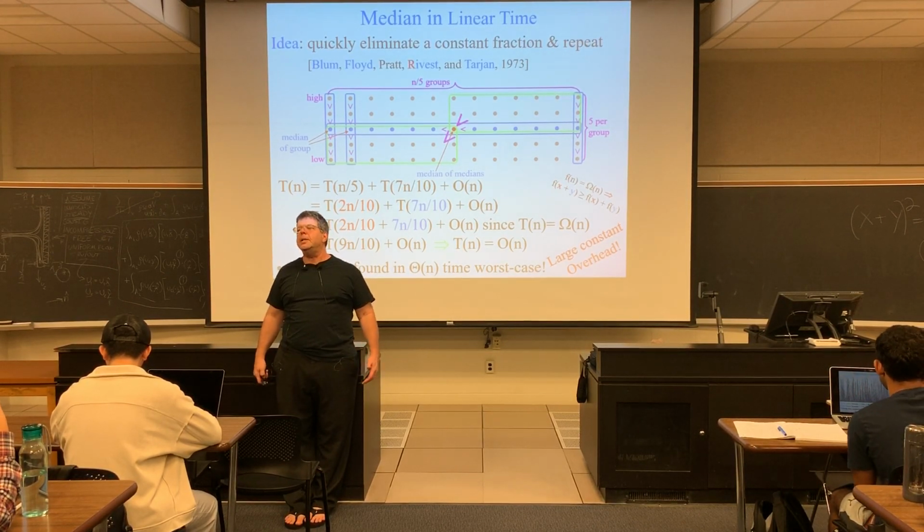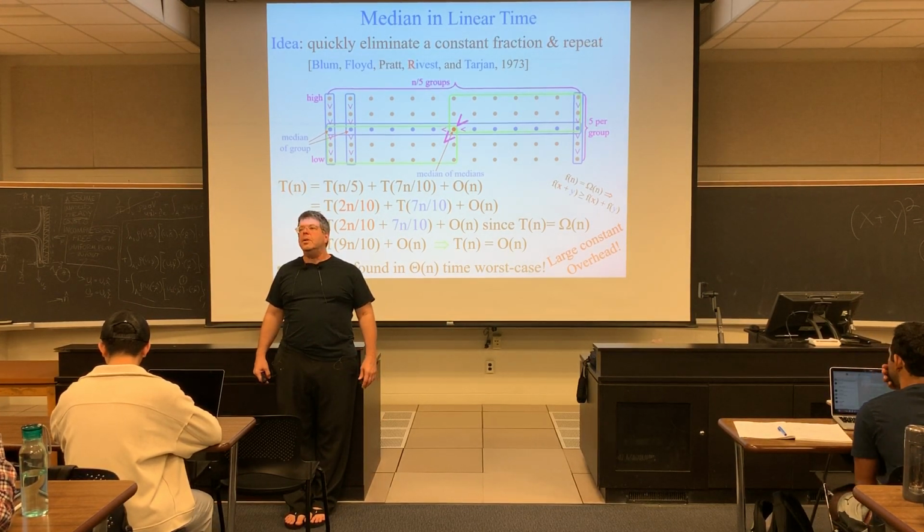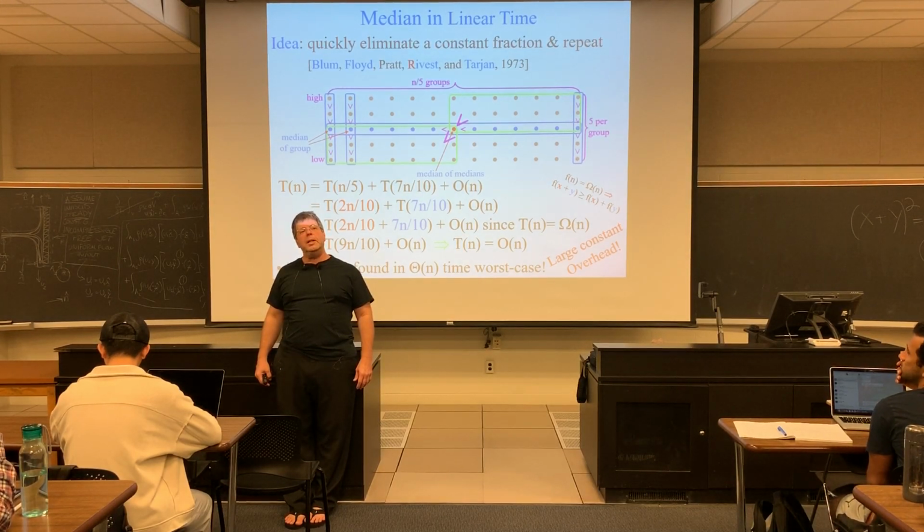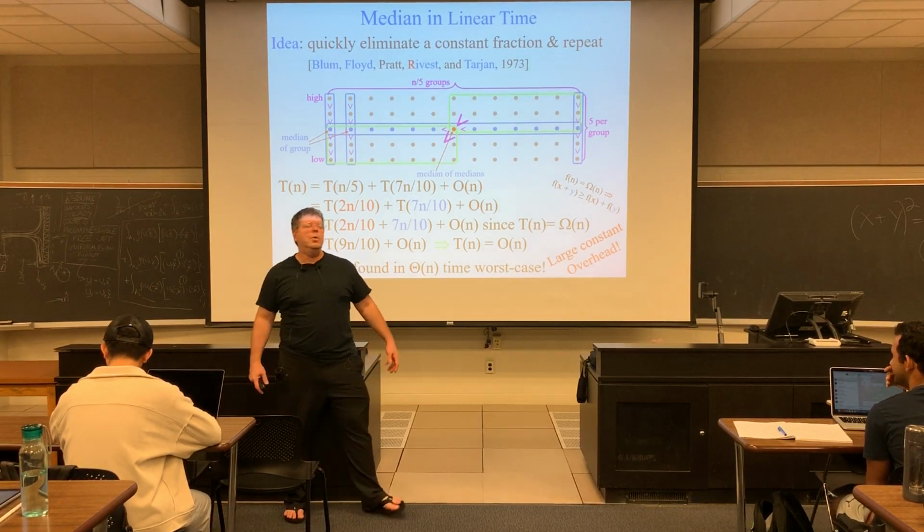If you're not hiding a constant of size Google in the big O of linear. So big O of n sounds good until I tell you, oh yeah, it's big O of n, but it's a Google times n. Then it's not so good. In fact, it's terrible. Even if it was a million n, it wouldn't be so good.